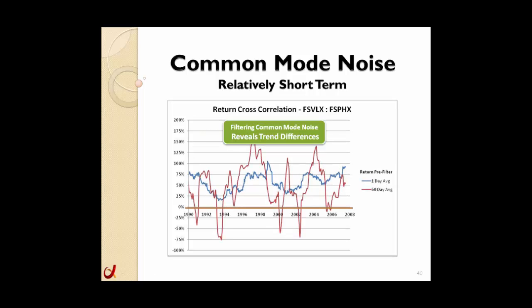However, when the 60-day moving average filter is applied to the data to remove short-term common mode noise, we see something entirely different. These negative correlation spikes are periods where longer-term fund trends are opposite one another. One fund is increasing while the other is decreasing. There's no good reason to own both funds. Diversification does not justify owning bad funds. Detecting trends is what it's all about.